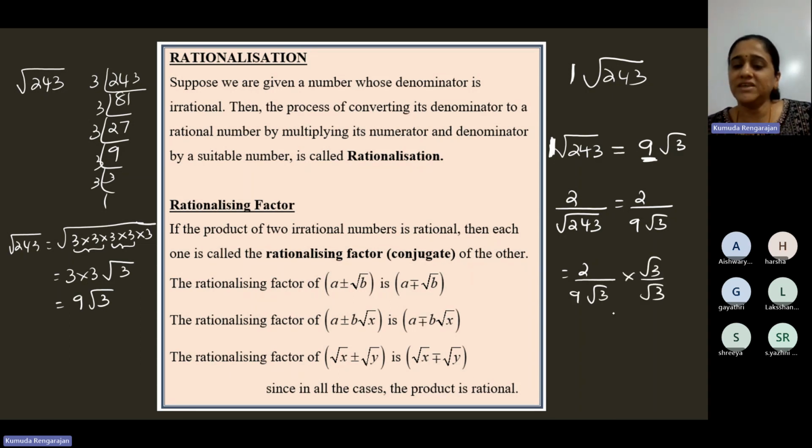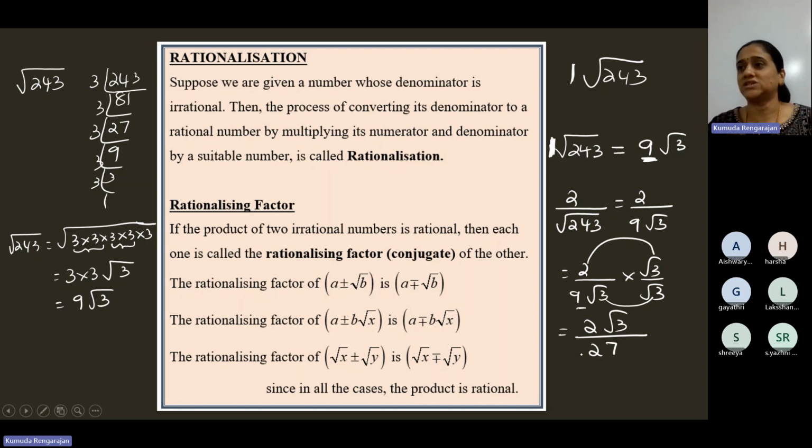So let's see if the denominator becomes rational in this process. Multiply the numerators, 2 root 3. Multiply the denominators. What is root 3 into root 3? 3. And into 9, 27. The denominator is rational. So in our syllabus, rationalization is rationalizing the denominator. There is also this concept of rationalizing the numerator. We are not learning that. In our syllabus, when we say rationalize, by default it is rationalizing the denominator, not the numerator.